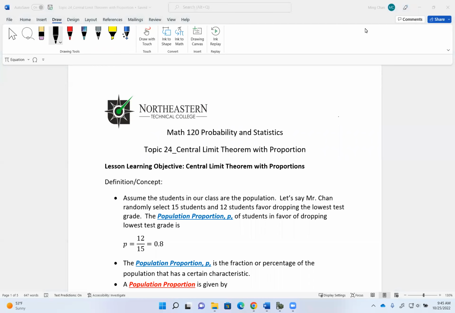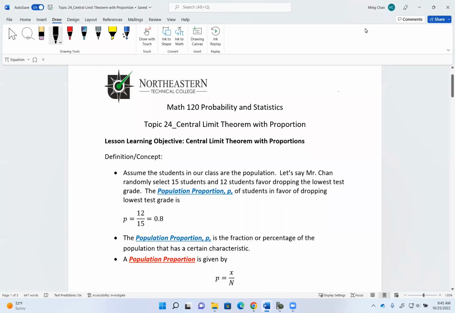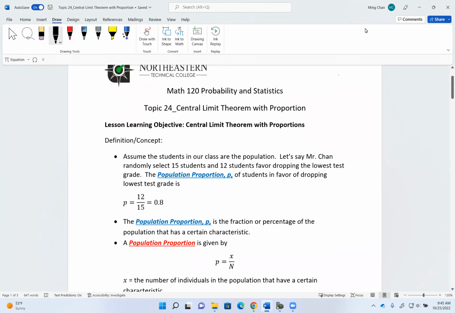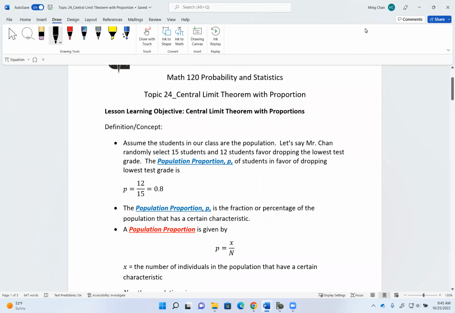Welcome to topic 24, central limit with proportion. The previous topic was about the central limit theorem with the sample mean. Here we're going to talk about the sample proportion. To explain this, assume the students in our class are the population.